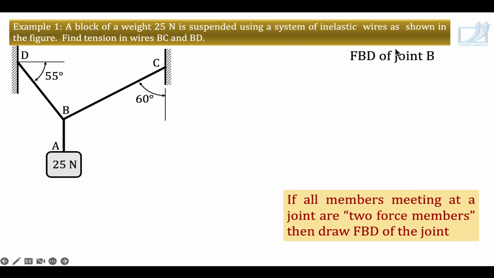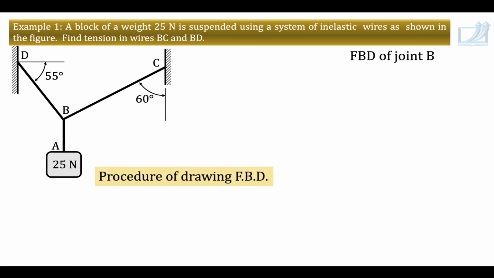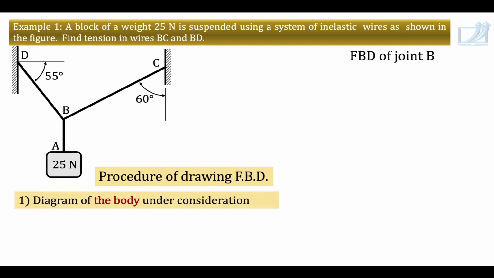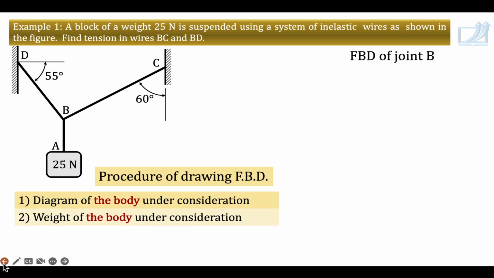So we'll draw free body diagram. Now always follow a proper procedure to draw free body diagram. Procedure of drawing free body diagram. Very first thing is to draw diagram of the body, means the body under consideration. Then show weight of the body. And where is this weight to be shown? At the center of gravity of the body. Weight is always a vertically downward force. It is gravitational force acting on the body.